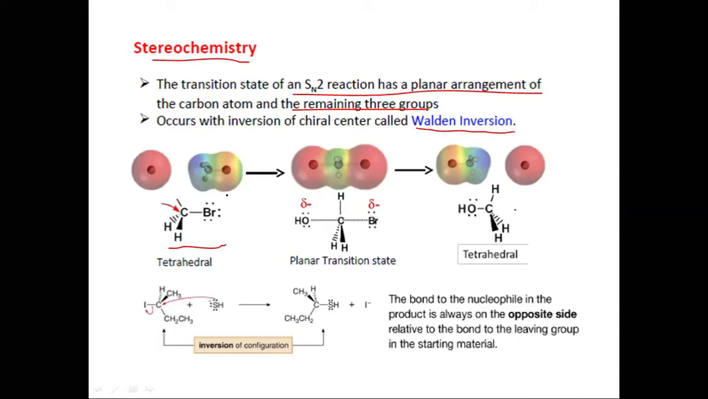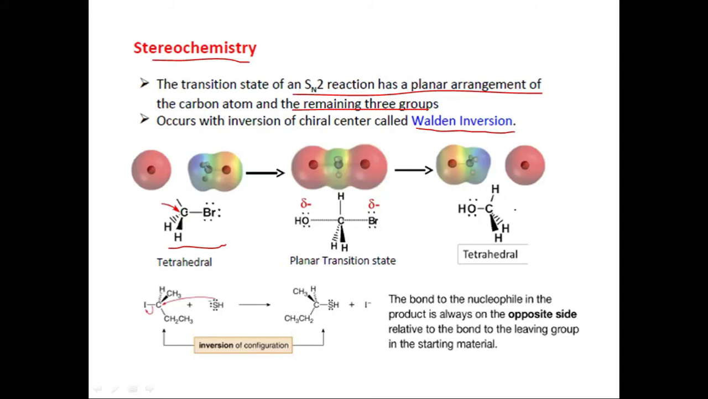If it is not an optically active substrate, like methyl bromide, and the nucleophile attacks the methyl bromide, then you can expect only methanol. So there is no stereochemistry with respect to the formed methanol. But if you have an optically active substrate, then what type of inversion can one expect?